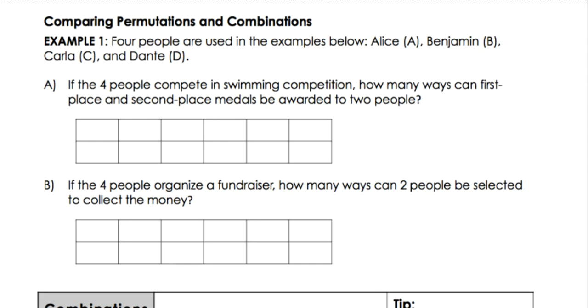So when we think about this, if Alice finishes first and Benjamin finishes second, that's different, because the place matters, than Benjamin finishing first and Alice finishing second. So those are 2 different things that are happening there. So in that case, the order does matter. So we can do that with everybody. So maybe Alice finishes first and Carla finishes second, or vice versa. Or Alice could finish first and Dante could finish second, or vice versa. So we go through all the possible ways that first and second place can be finished.